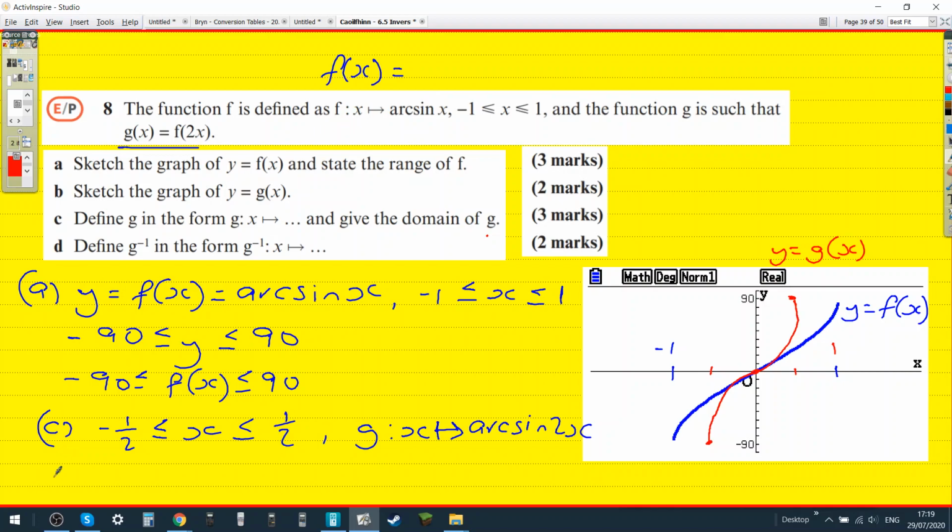Okay, and how about d? To the minus 1, is that like the inverse of it? Yep. What is the inverse of arcsine x? Sorry, arcsine 2x? Sine 2x. I think so.